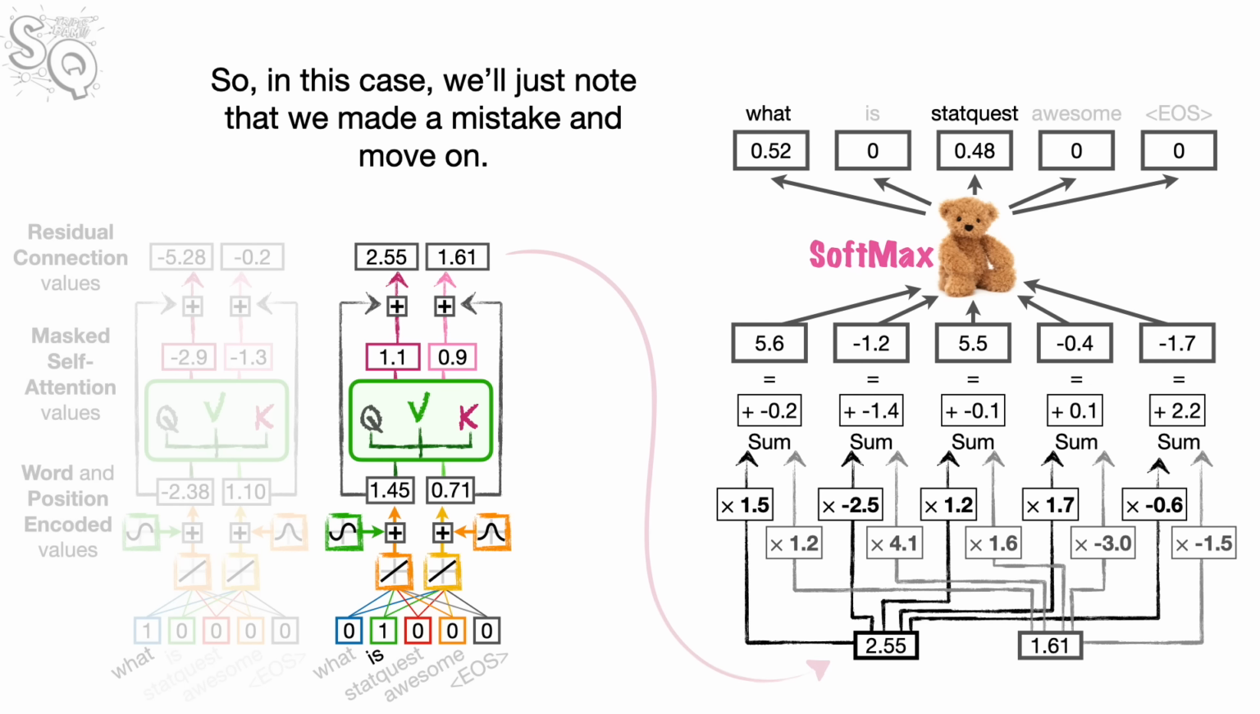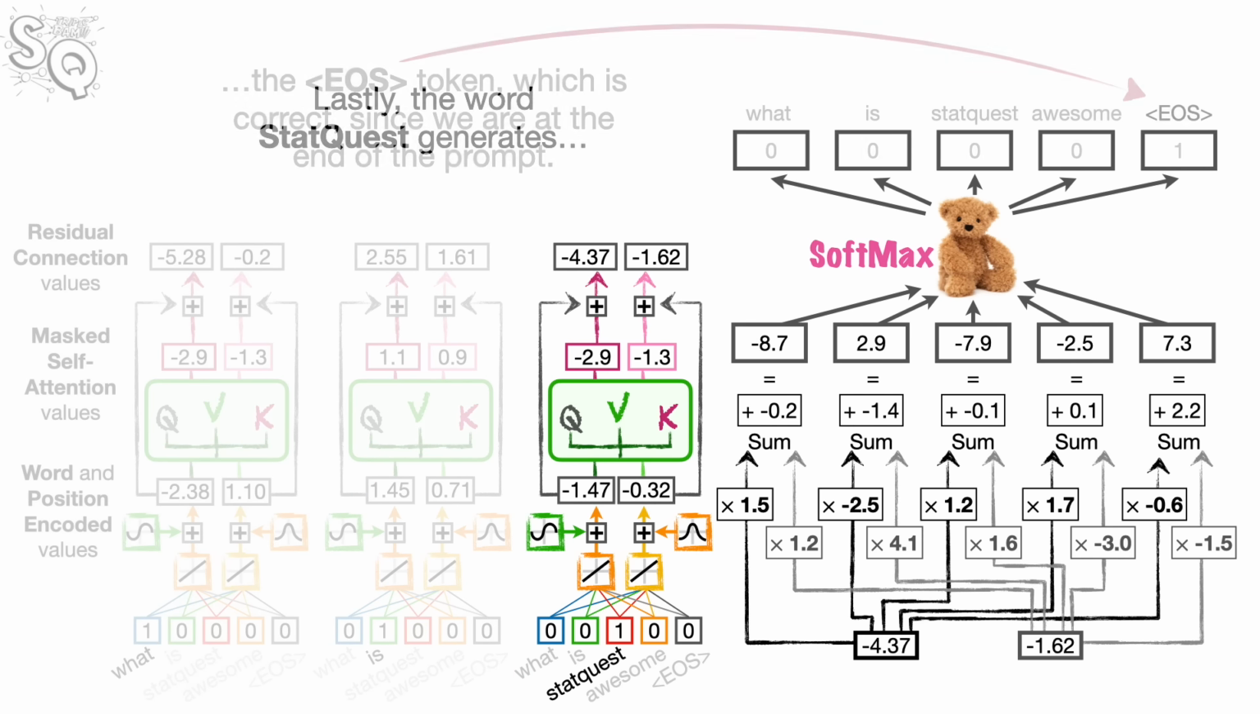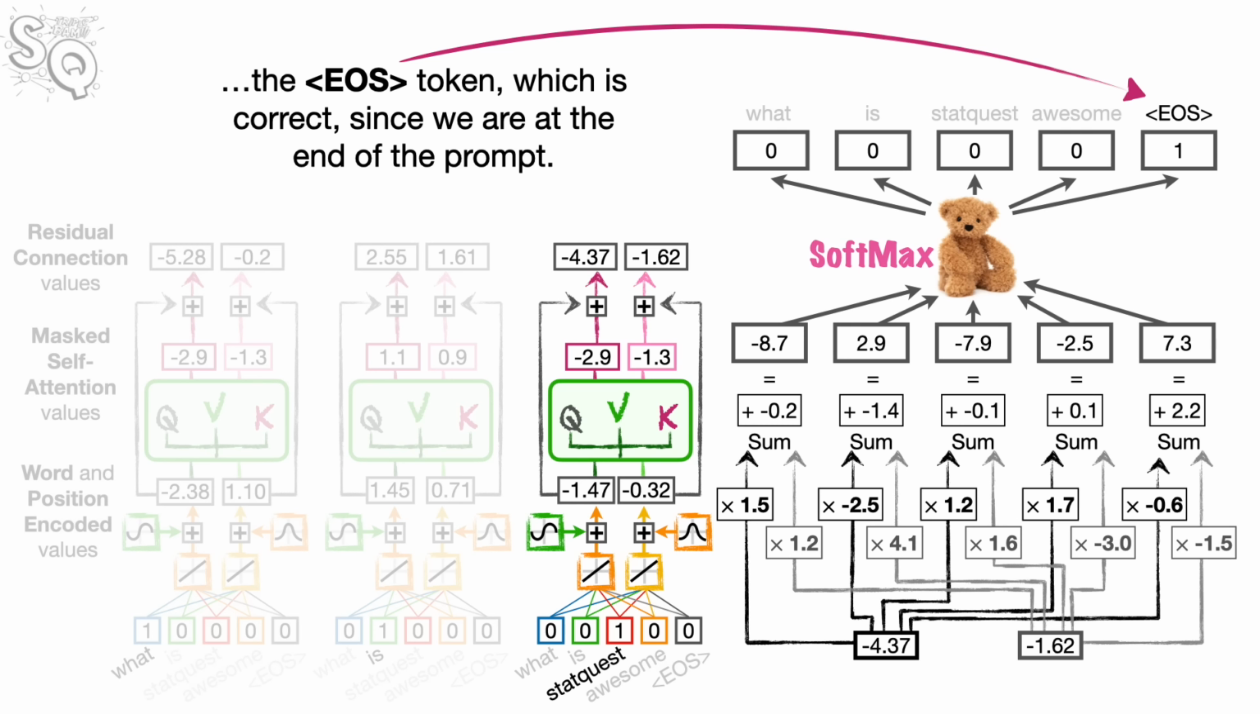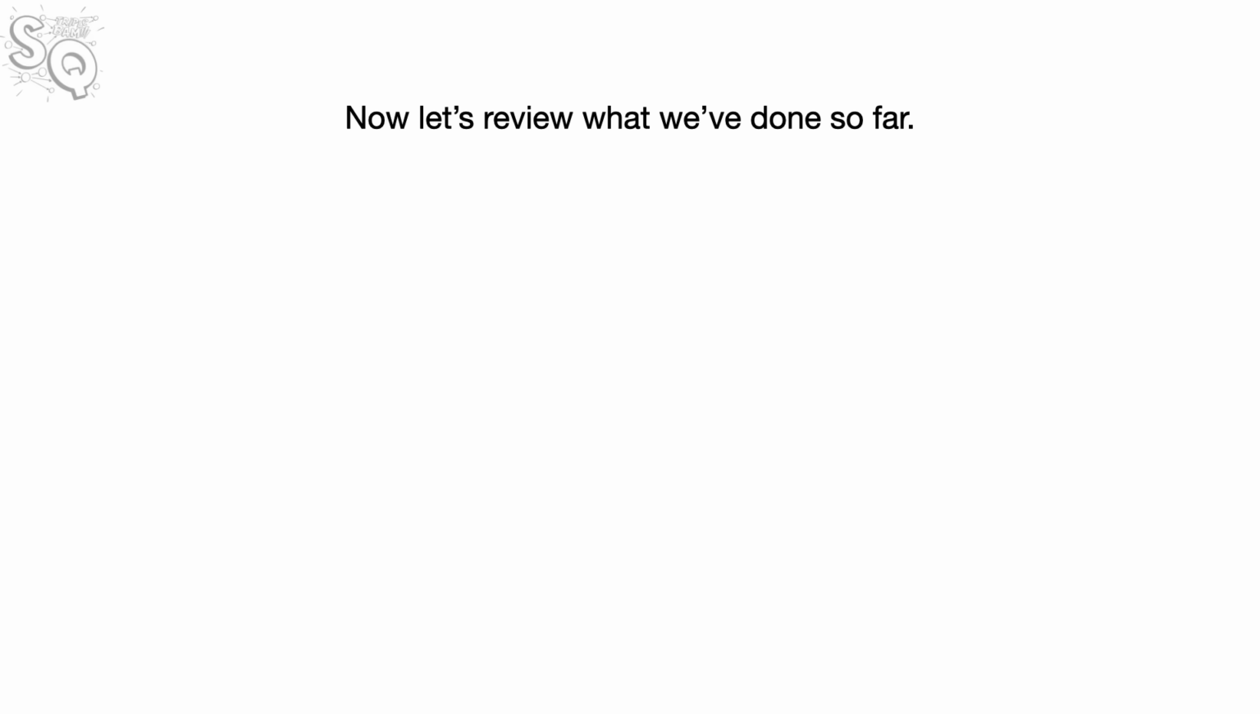So, in this case, we'll just note that we made a mistake and move on. Lastly, the word StatQuest generates the EOS token, which is correct since we are at the end of the prompt. Bam! Now let's review what we've done so far.